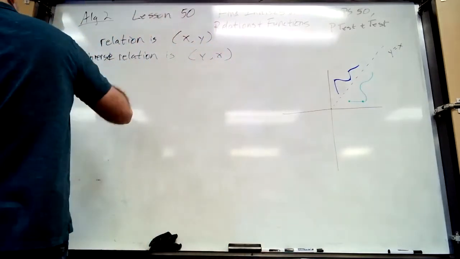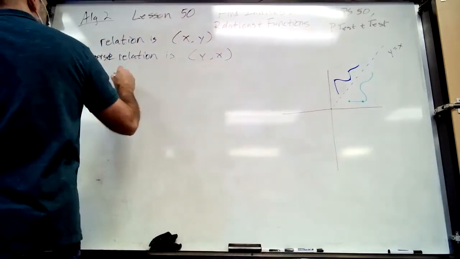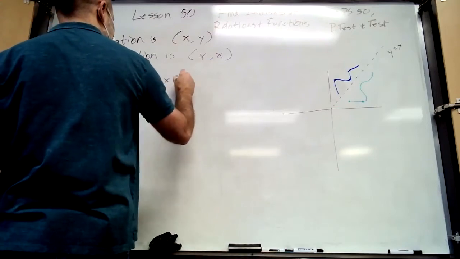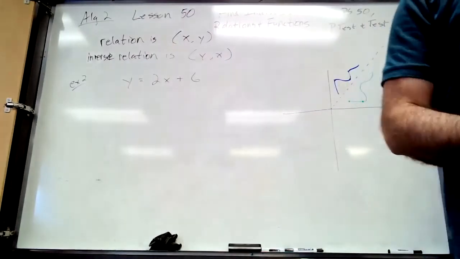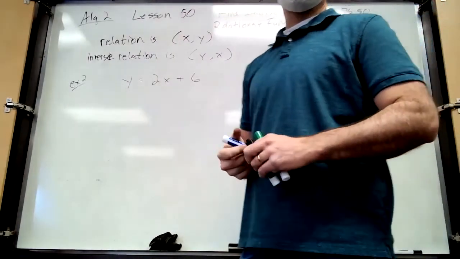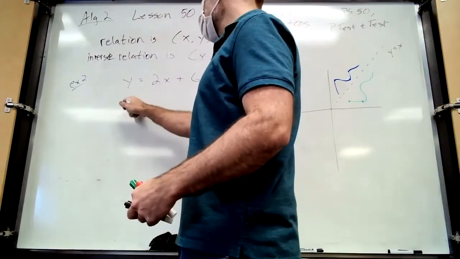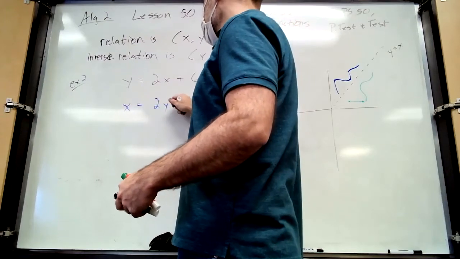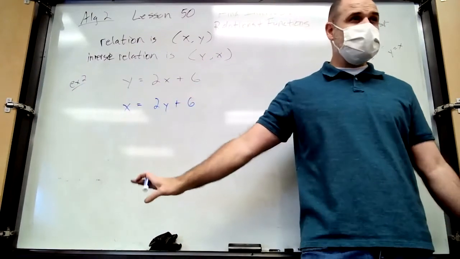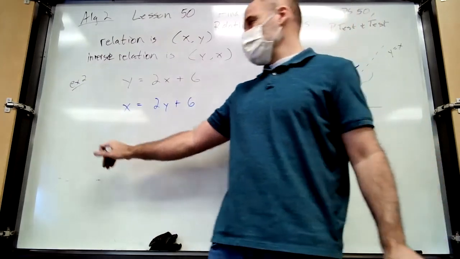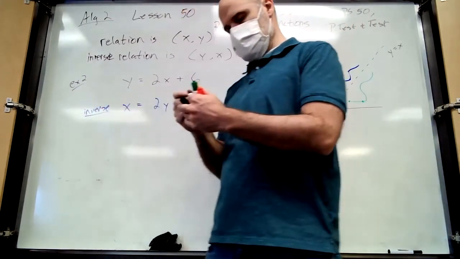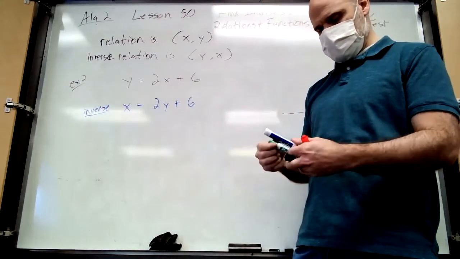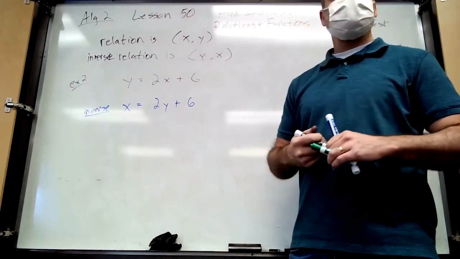So here's example 2. y equals 2x plus 6. The only thing you have to do now is switch the x and y and then solve for y. So x equals 2y plus 6. Any questions with that so far? Okay, so now solve for y. How do you solve for y?